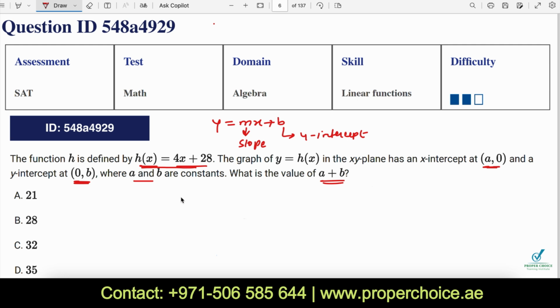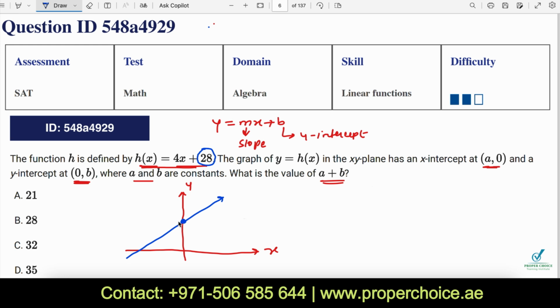If I roughly represent the graph of the equation according to them, you can say this is the y-axis, x-axis, and definitely the line will be represented like this. So it will be something like this. This is the equation of the line which has been given, crossing the y-axis, which is the same as h of x equals 4x plus 28. In this case, the y-intercept itself is 28.